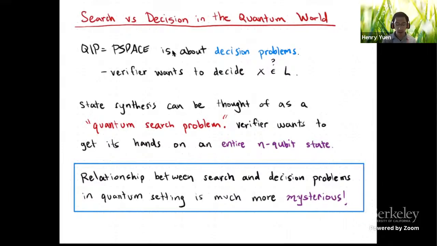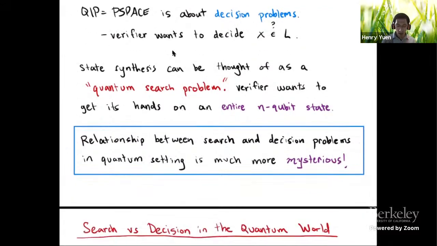State synthesis, on the other hand, can really be thought of as, in some sense, a quantum search problem, right? At the end of the protocol, the verifier doesn't just want to have a yes or no answer, but it wants to have in its hands an entire n-qubit state. And the thing is, in the quantum setting, the relationship between search and decision problems is much more mysterious.